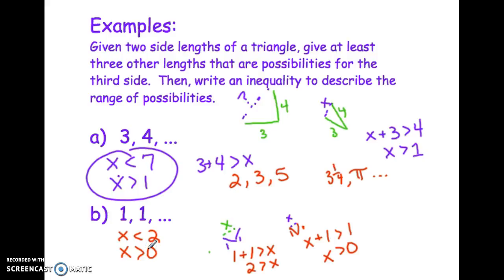When we check this, we have to pick numbers that are bigger than 0 and less than 2. So it could be maybe 1, 0.5, 1 2/3. Make sure you got at least 3 number choices there. All right, thanks for learning about the triangle inequality theorem, and good luck moving on.